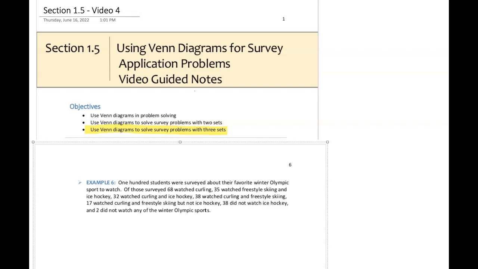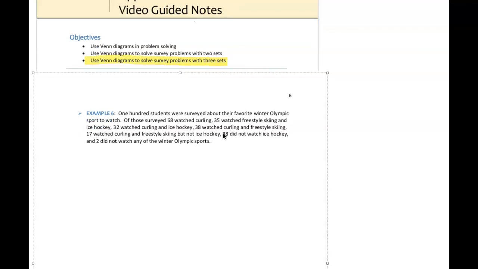Section 1.5, Video 4. In this video, we're going to continue to use Venn diagrams to solve survey problems with three sets. Example 6. 100 students were surveyed about their favorite Winter Olympic sports to watch. Of those surveyed, 68 watched curling, 35 watched freestyle skiing and ice hockey, 32 watched curling and ice hockey, 38 watched curling and freestyle skiing, 17 watched curling and freestyle skiing but not ice hockey, 38 did not watch ice hockey, and 2 did not watch any of the Winter Olympic sports.